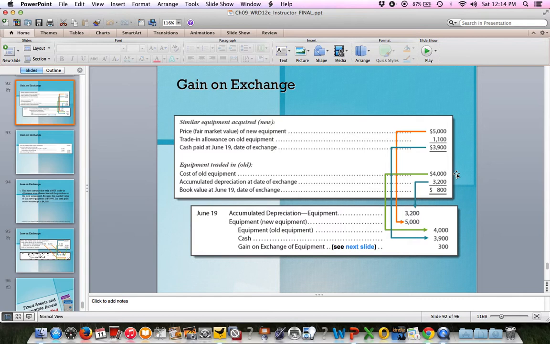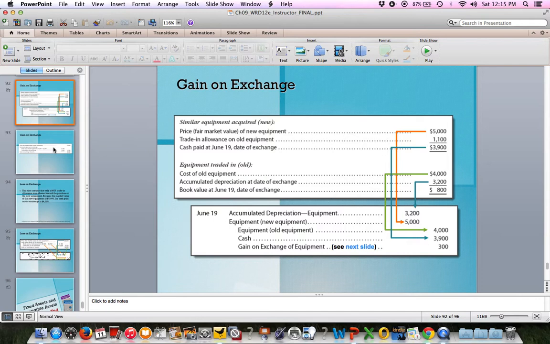Okay, so basically, what we have to do is undo the old asset that we're giving up. So we credit cost of the old equipment, $4,000. We debit accumulated depreciation of the equipment given up, the $3,200. We then record the new equipment. We debit it for the price, debit cost of $5,000. And then we have to give up cash, $3,900. And so we're going to pay cash, credit cash for $3,900, and then we either have a gain or a loss. In this example, we had a gain of $300, so that gain or loss makes a balance.